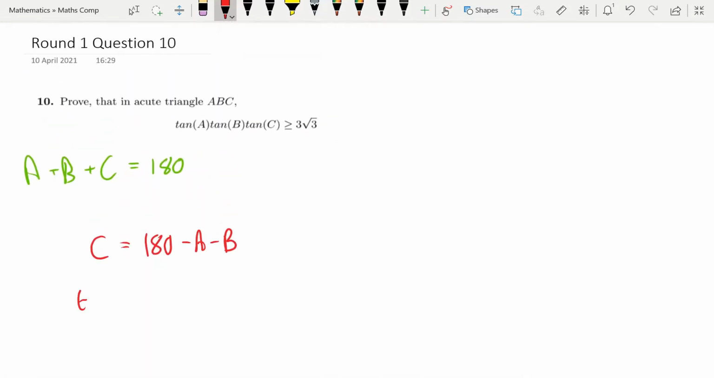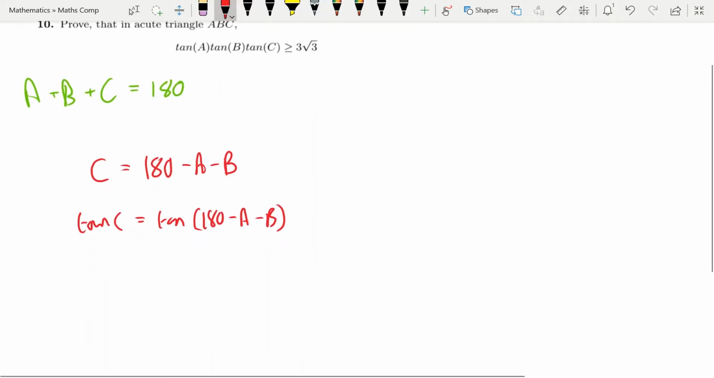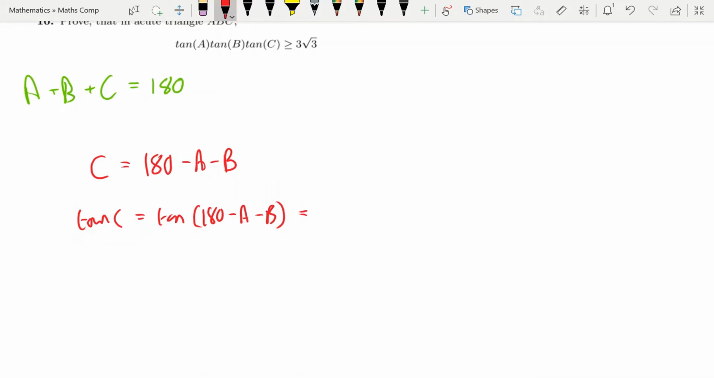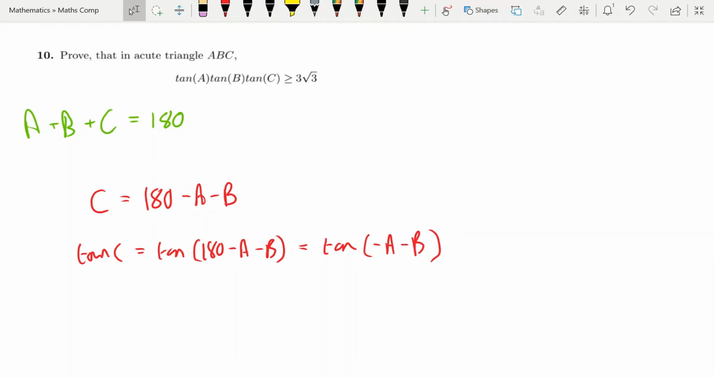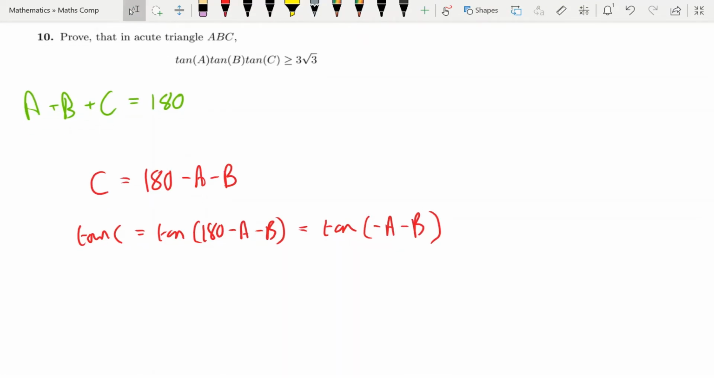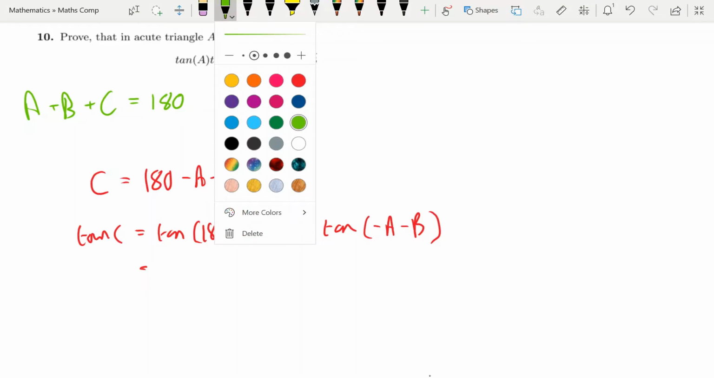Taking tan of C, tan of C is the same as tan of 180 minus A minus B. Well, tan is periodic around 180 degrees. That is to say the graph repeats itself every 180 degrees, so that is the exact same thing as tan of minus A minus B. So we've got it in a simplified form so far, but there's also minuses, and I don't like minuses. I want a positive number of degrees, so I'm going to sort that out by using the fact that tan x is an odd function.